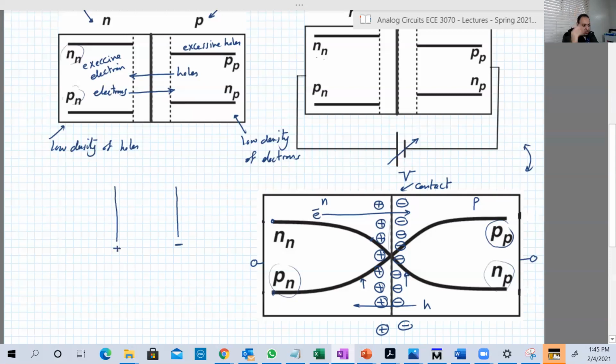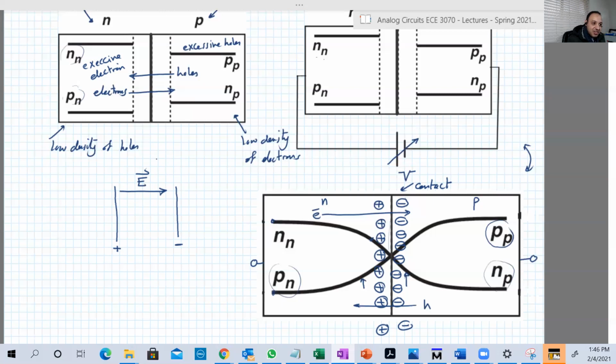Just one electrode means one piece of metal with negative and another piece of metal that is positive. Whenever you have a positive and a negative, then you will have an electric field from the positive to the negative. Remember the drift velocity from the last lecture.